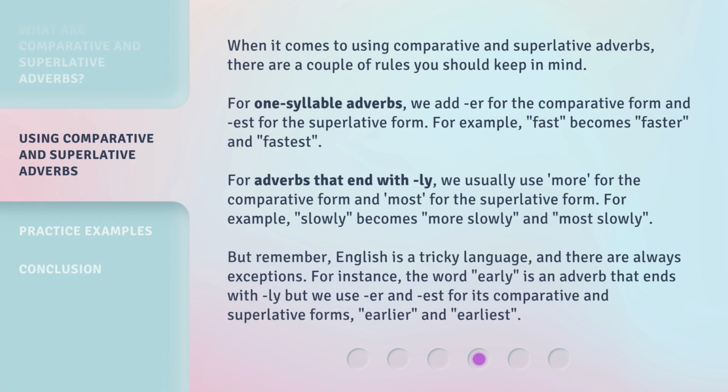When it comes to using comparative and superlative adverbs, there are a couple of rules you should keep in mind. For one-syllable adverbs, we add -er for the comparative form and -est for the superlative form. For example, fast becomes faster and fastest. For adverbs that end with -ly, we usually use more for the comparative form and most for the superlative form. For example, slowly becomes more slowly and most slowly.